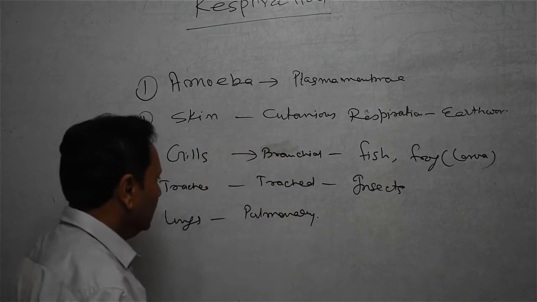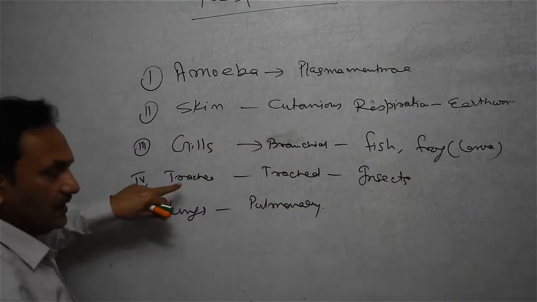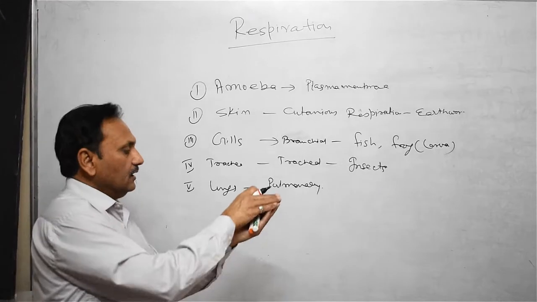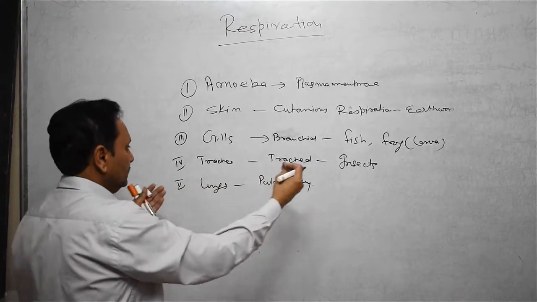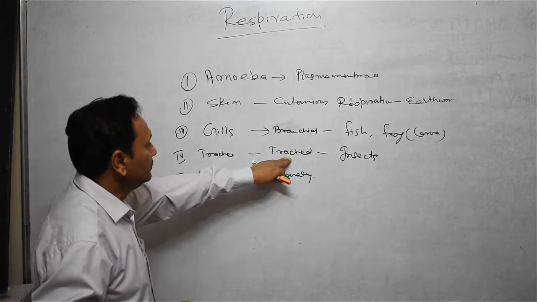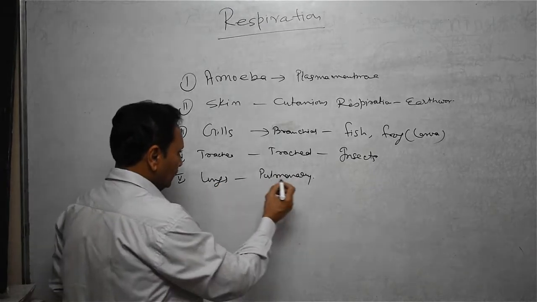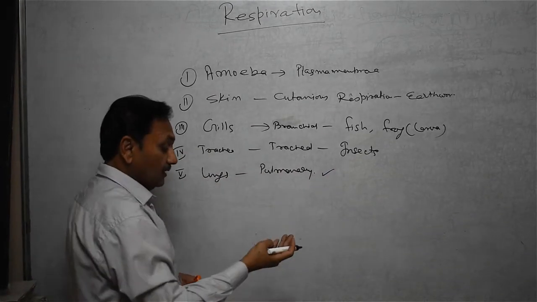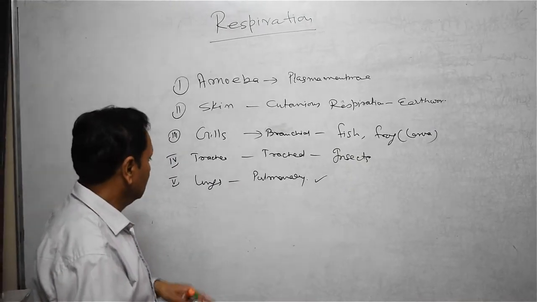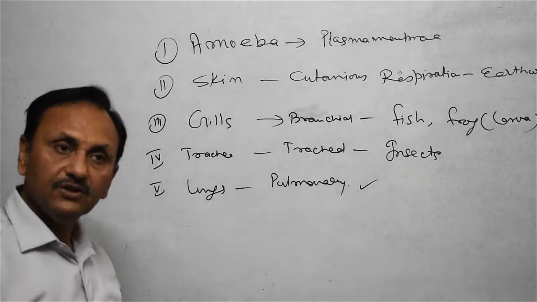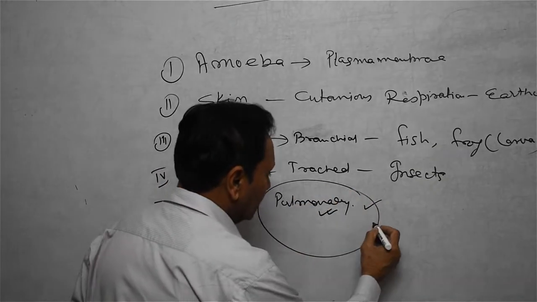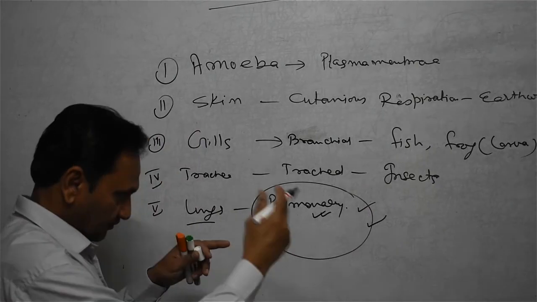In the case of insects, the tracheal system is present in the body, and its outlets are present on the sides of the body, and gaseous exchange takes place inside the body through the trachea, so it is called tracheal respiration. But in the case of mainly amphibians, reptiles, birds and mammals, the respiratory organ is mainly the lungs, and that is called pulmonary respiration, and we will discuss pulmonary respiration in detail in a later lecture.